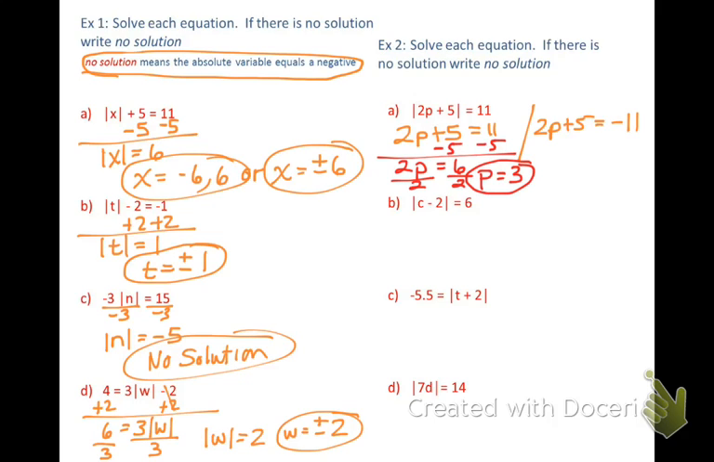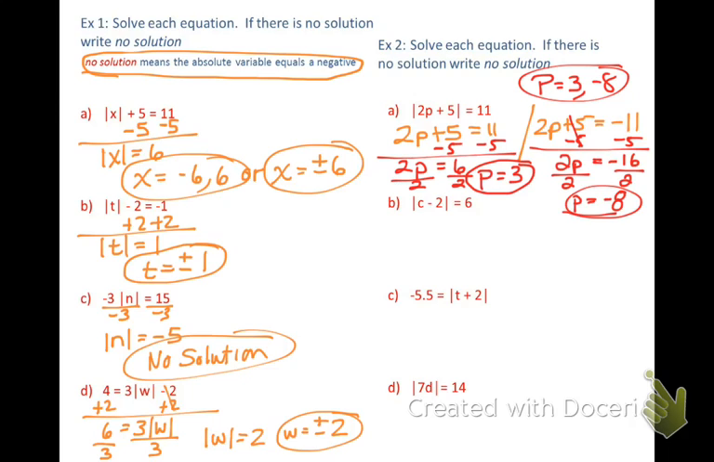The second answer, we have to do the same thing. We're going to subtract 5 to both sides. The difference is it was 11 minus 5 on the first one. This time it's negative 11 minus 5. Remember, they're both negative, so you're going to add them together. So it's going to be negative 16. So it's 2p equals negative 16. And then we're going to divide by 2. So p equals negative 8. So you can leave it like this, or you can go p equals 3 and negative 8 for your answer. I don't care how you do that.